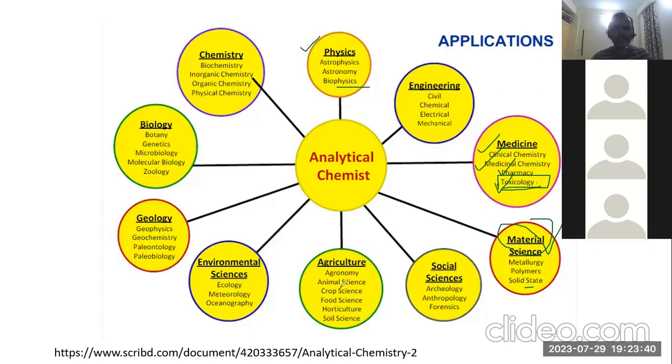Then social science, agriculture, like agronomy, animal science, crop science, food science, horticulture, soil science. Soil science means, what is the use of soil? We can measure how many elements are present in your soil, and according to that you can use a particular type of fertilizer. Then environmental science also: ecology, meteorology, oceanography. Geology, then geophysics, geochemistry, paleontology, paleobiology, and obviously in biology also: botany, genetics.